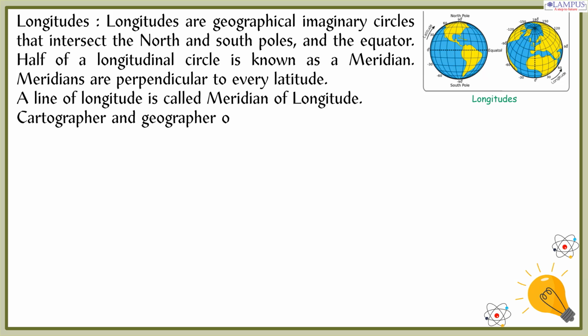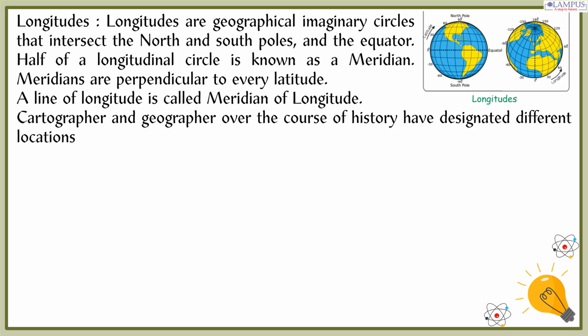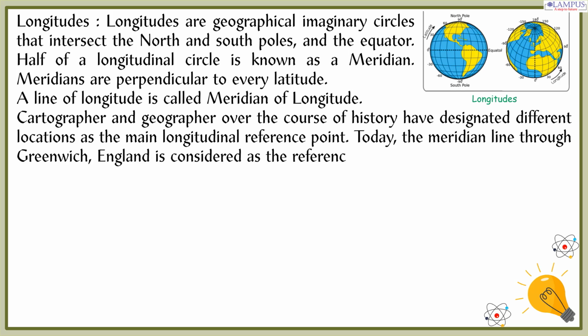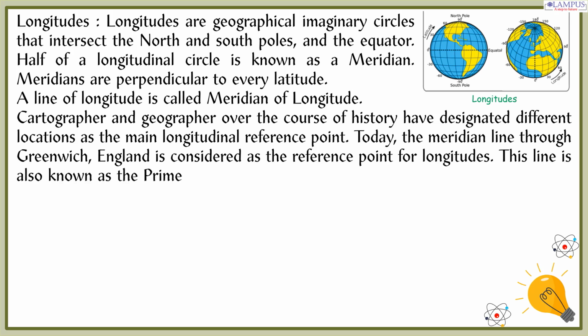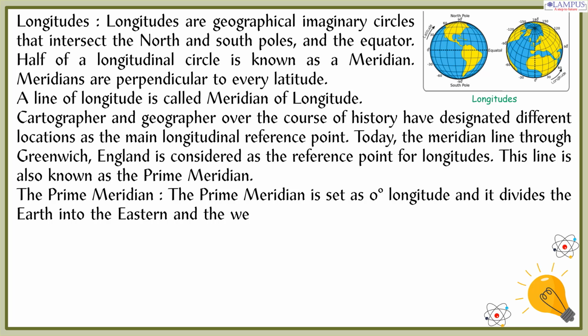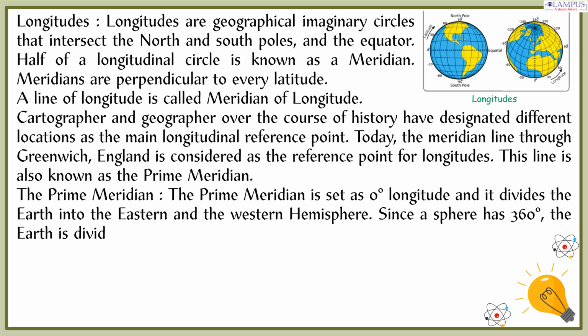Cartographers and geographers over the course of history have designated different locations as the main longitudinal reference point. Today, the meridian line through Greenwich, England is considered as the reference point for longitudes. This line is also known as the prime meridian. The prime meridian is set as 0 degrees longitude, and it divides the Earth into the eastern and the western hemisphere. Since a sphere has 360 degrees, the Earth is divided into 360 longitudes.